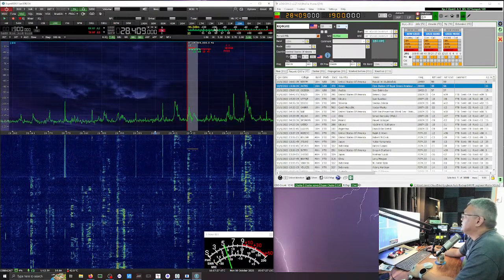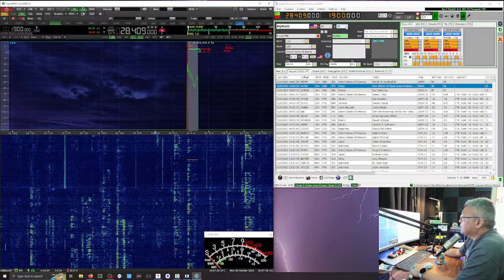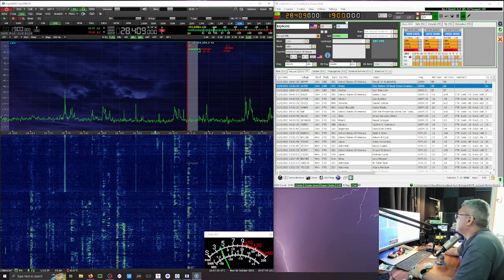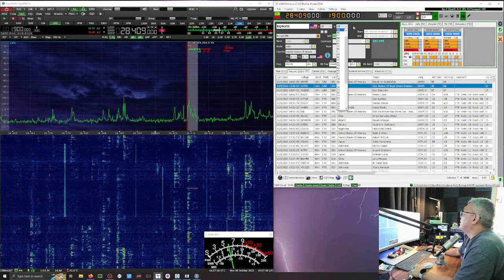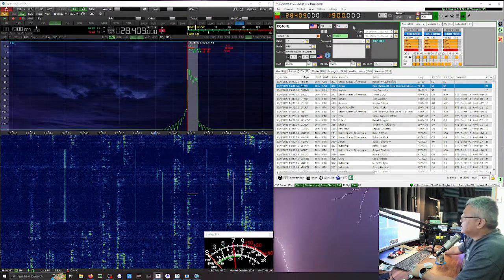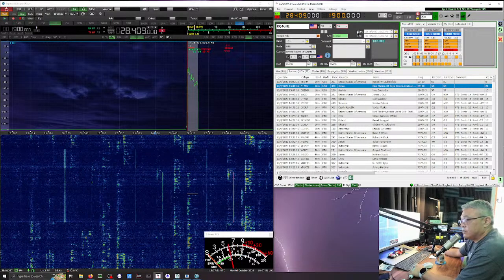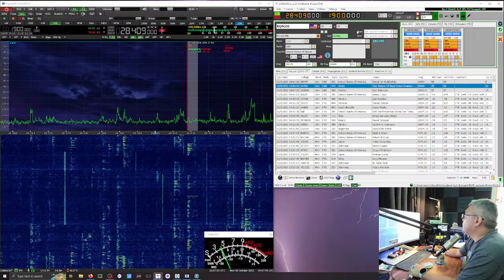N4 VFR, KQ4GHI. Okay, Ron, before you go, your signal report's 5 by 9. What's my signal, over? 5x9, 5x9. Okay, QSL, Ron, have a good afternoon there. Have a safe Monday. Kilo Quebec 4 Golf Hotel India, this is November 4, Victor Foxtrot Romeo.